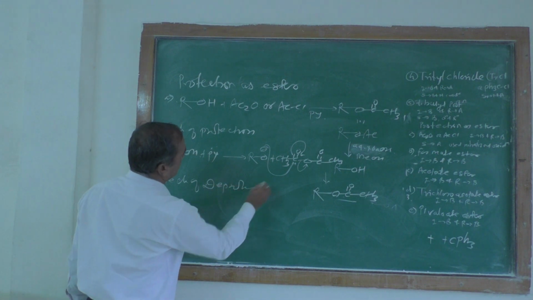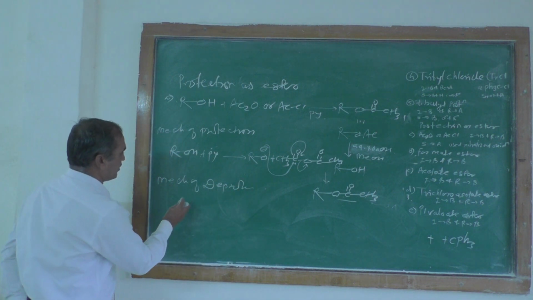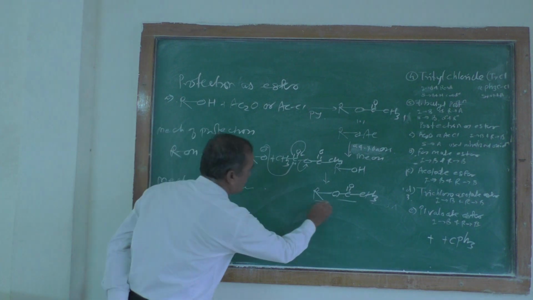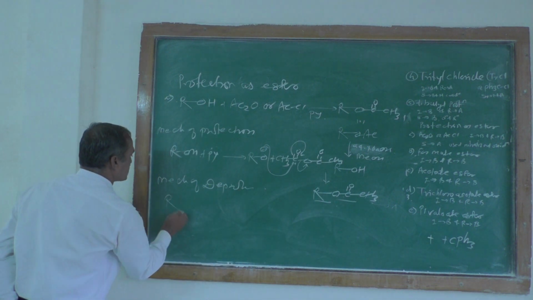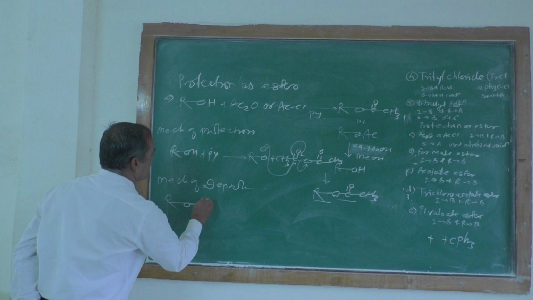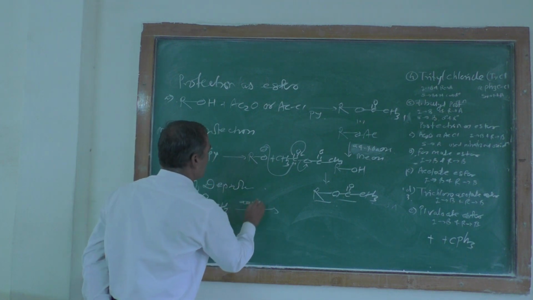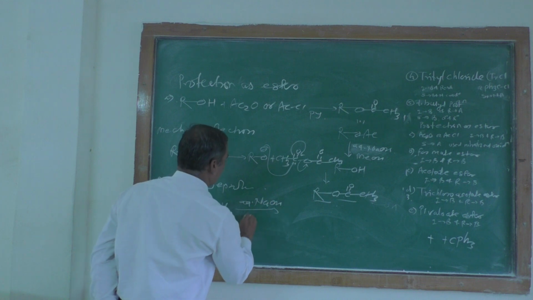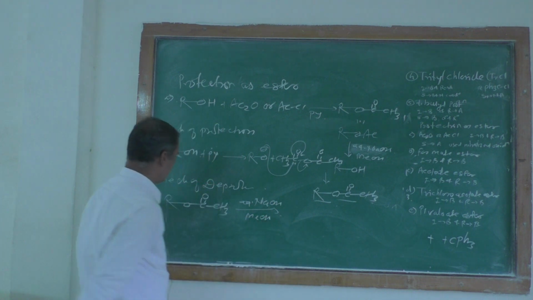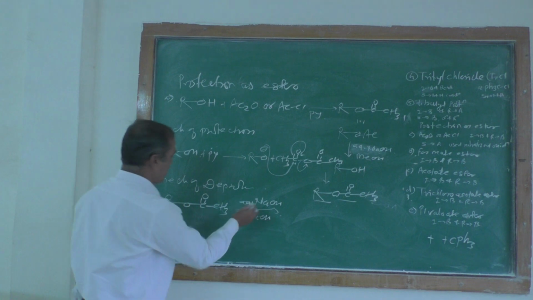Mechanism of deprotection, what do you get here? Let us take this example once again. RO C double bond O CH3, in presence of aqueous sodium hydroxide, with methanol used as a solvent here. What is going to happen?